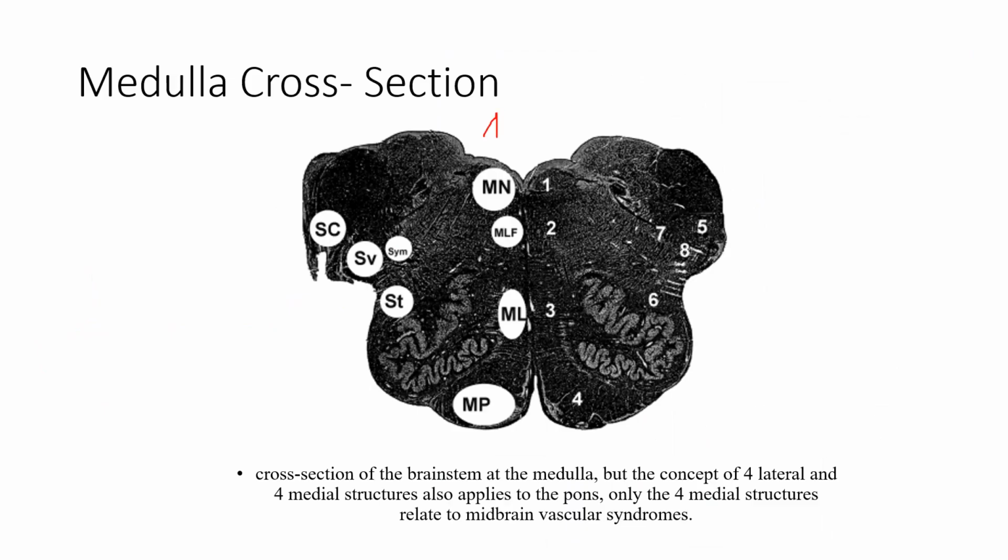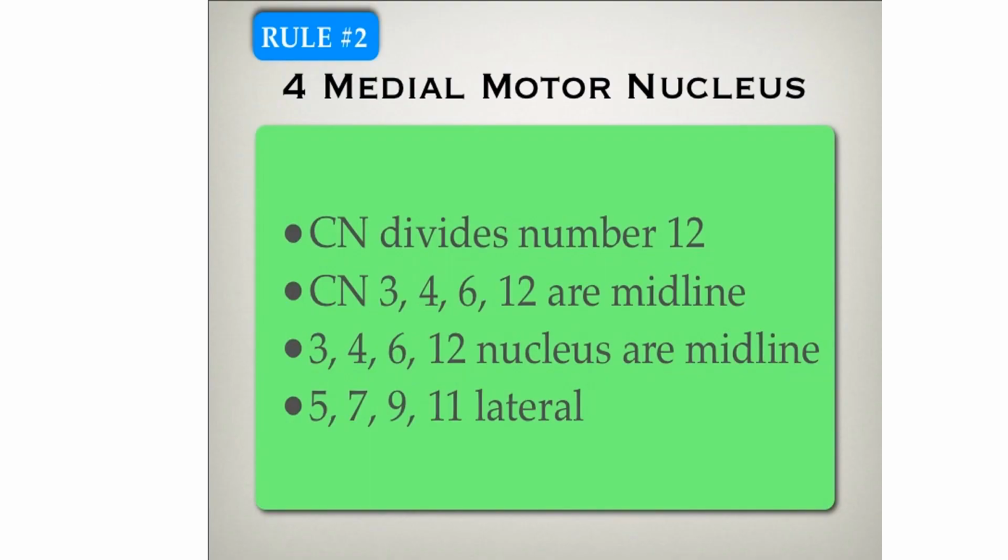Okay, so here's the M's, and here's the S's here. So motor nuclei, MLF, medial lemniscus. You can see the inferior olivary nuclei here. Good.